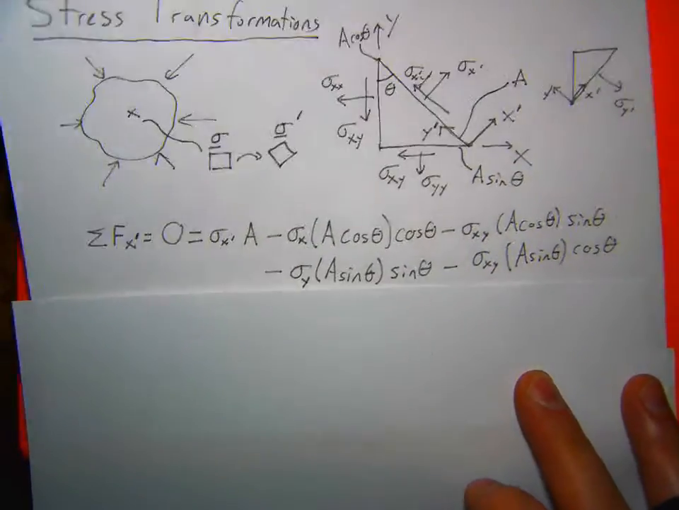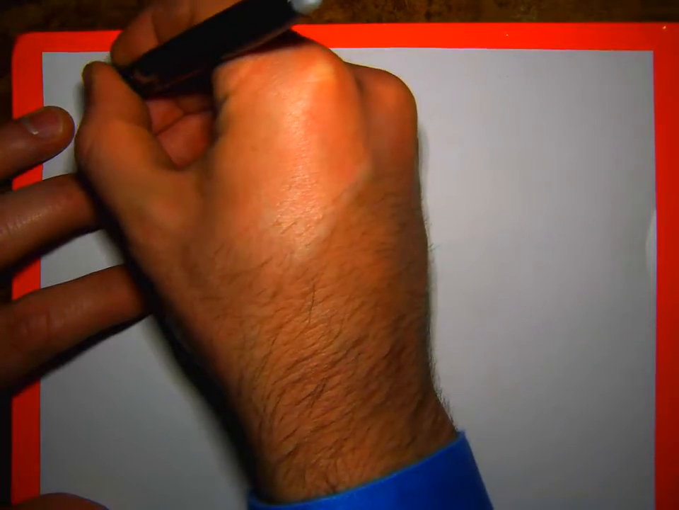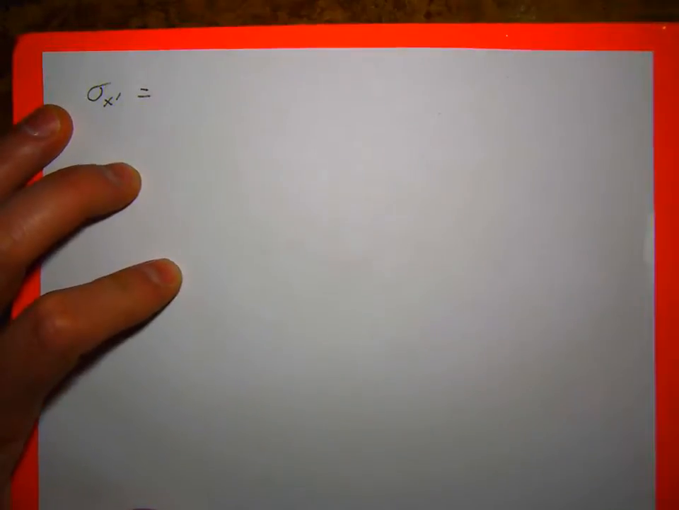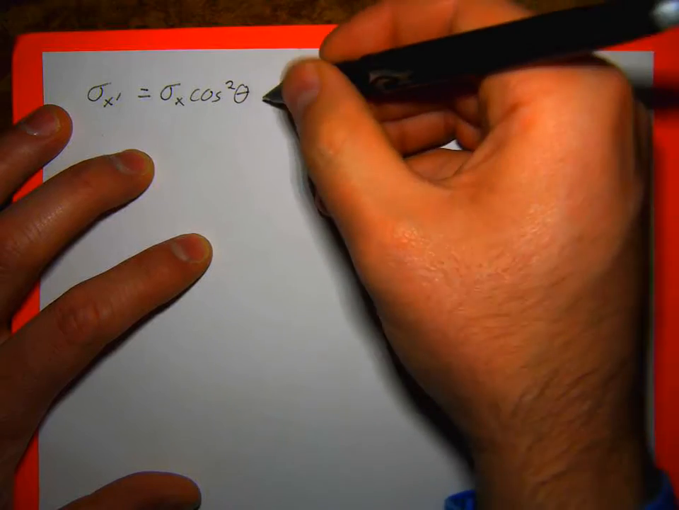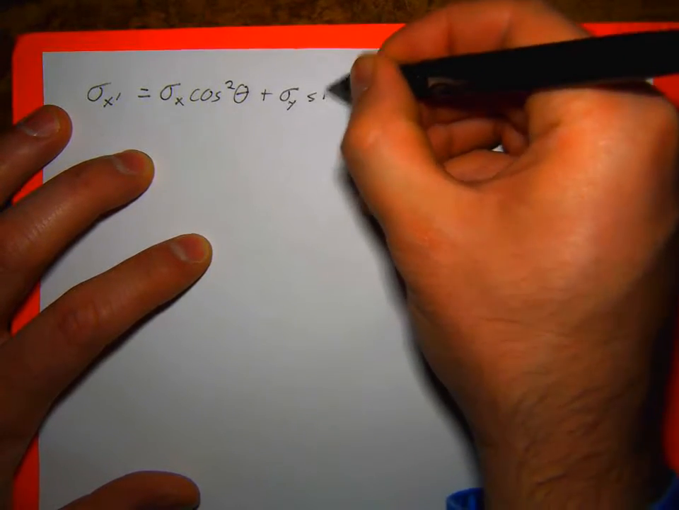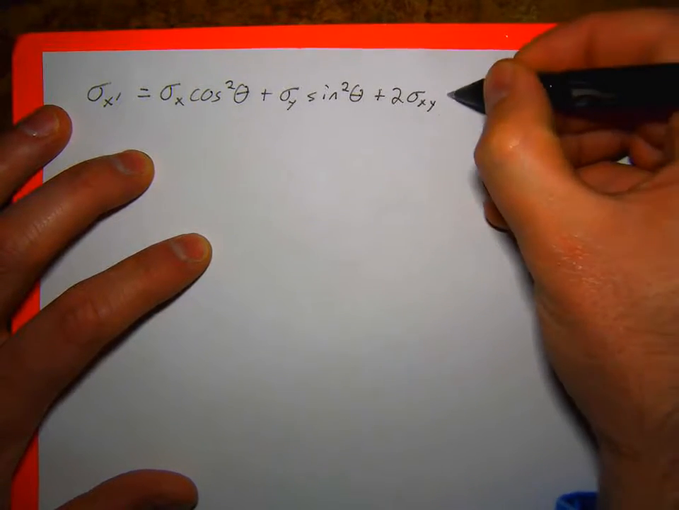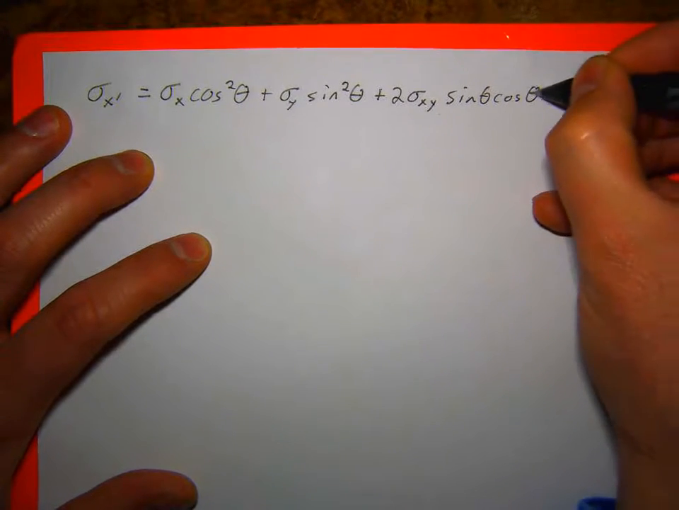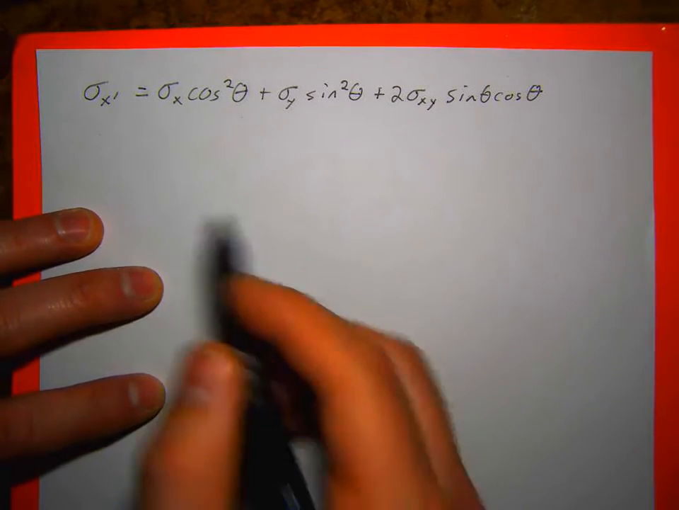What we end up at when we write all of this out, let's do this. There we go. Cool. So now the stresses in the new rotated direction are my sigma x prime in my new direction: sigma x cosine squared of theta plus sigma y sine squared of theta plus 2 sigma xy sine theta cos theta. So that big long sum of forces ends up being something like that when I move things around.